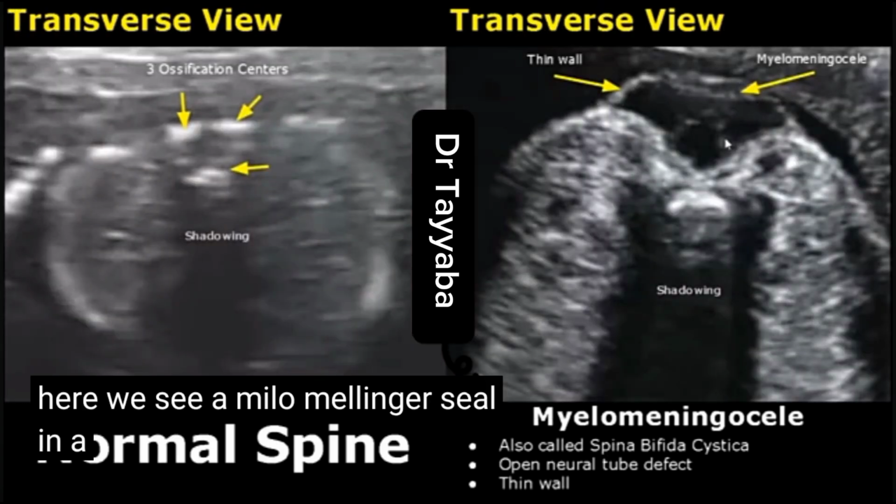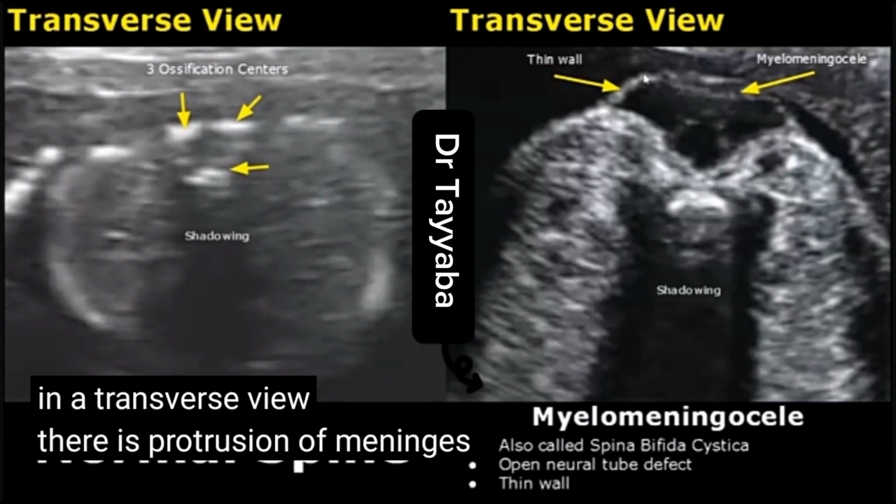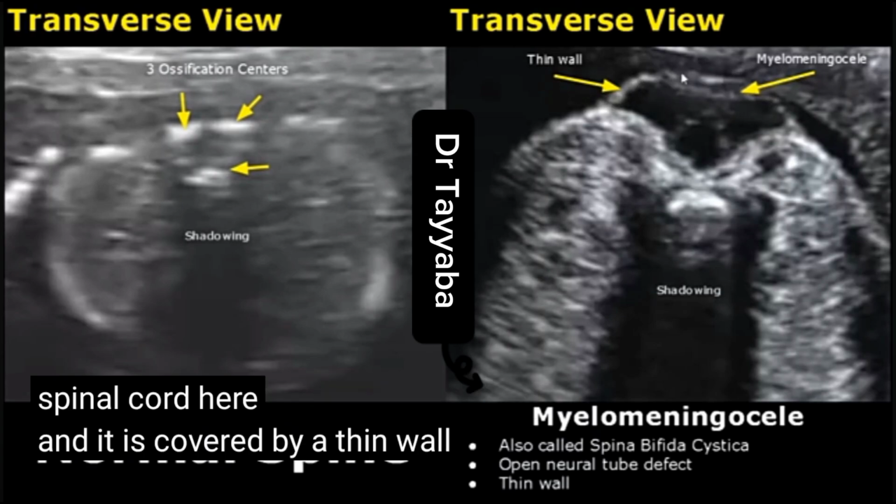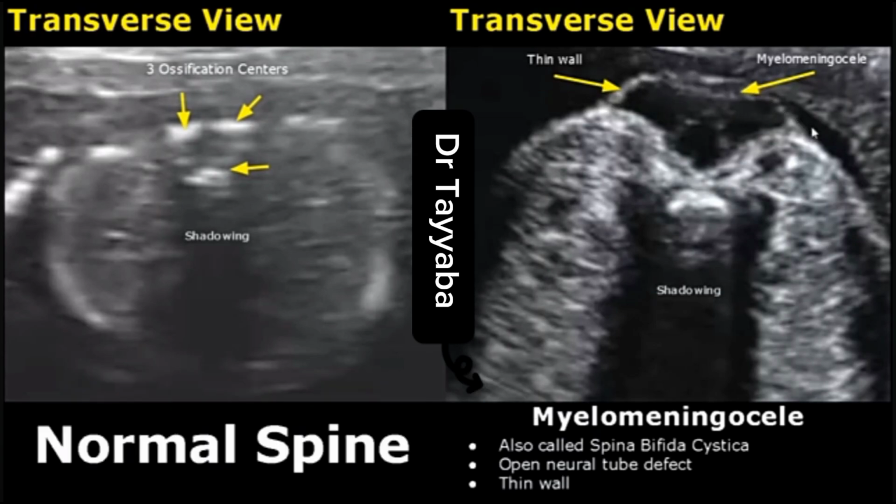Here we have myelomeningocele in a transverse view. There is protrusion of meninges and spinal cord, and it is covered by a thin wall.